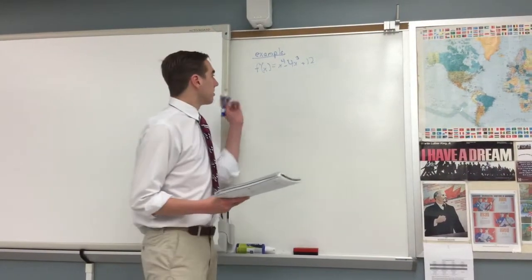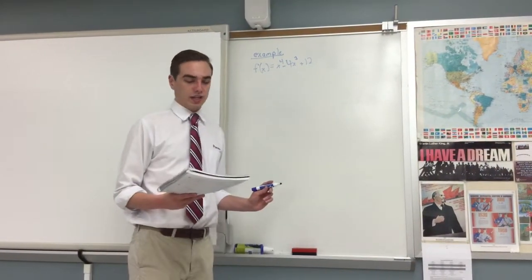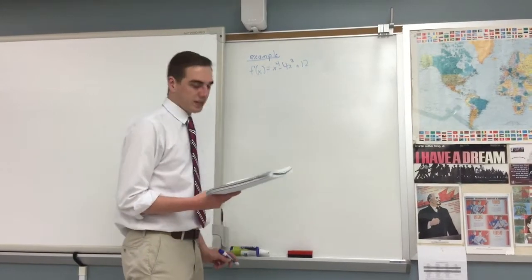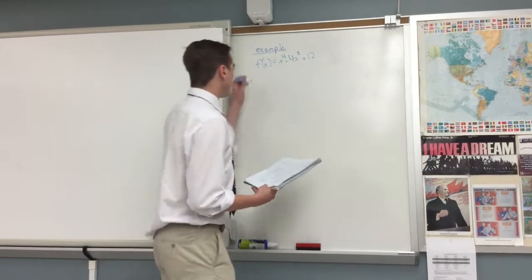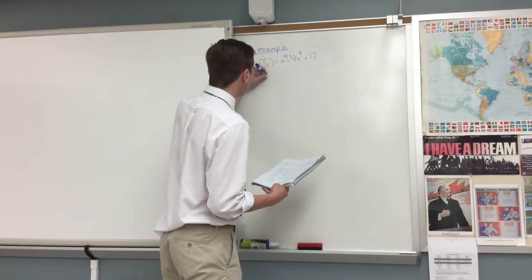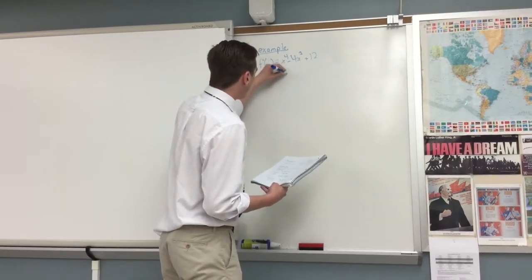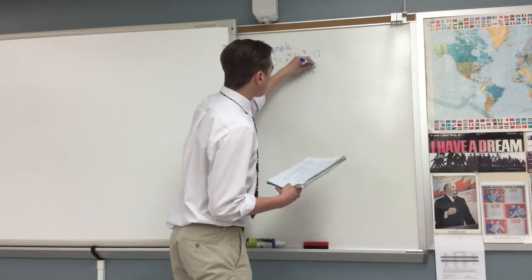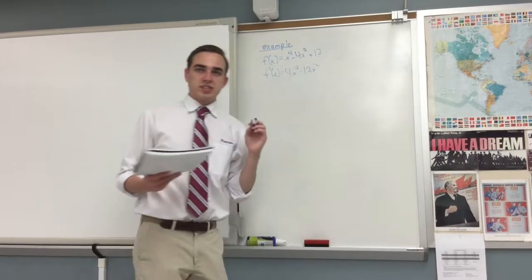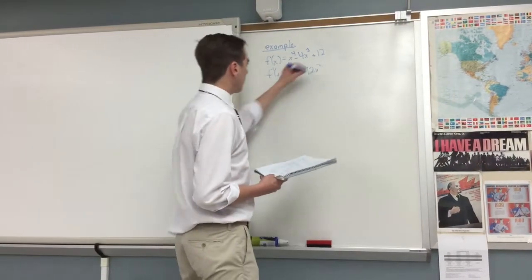All right, so here's our example for 3.3. Again, the first step is to find the critical points. By doing that, you need to find the derivative. The derivative of this equation is 4x cubed minus 12x squared. Now you must set this equal to 0.